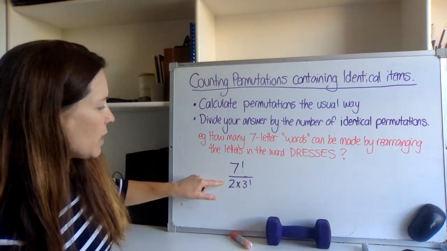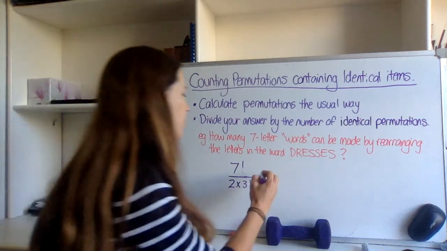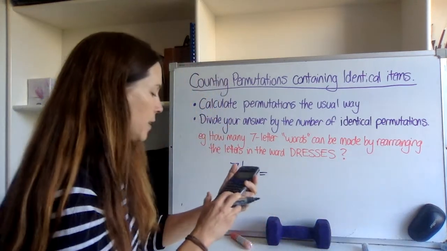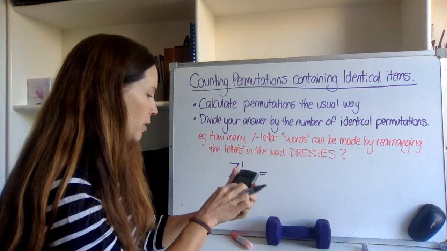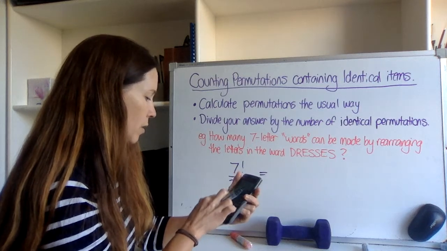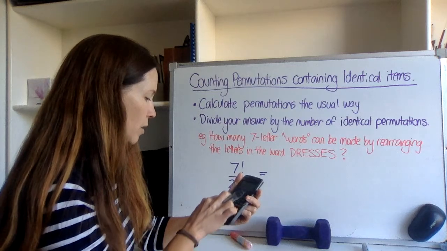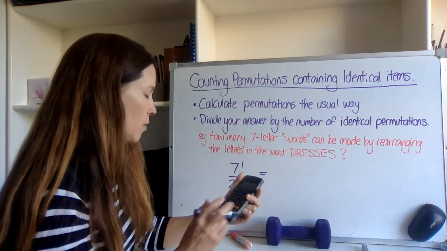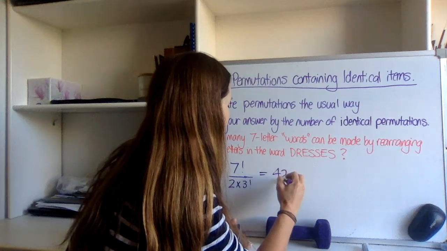So this is what we need to do to come up with our answer. Now using your calculator and just being careful that the factorial is actually on the bit that it should be on. Whoops, 7 factorial over 2 times 3 factorial, and we get 420.